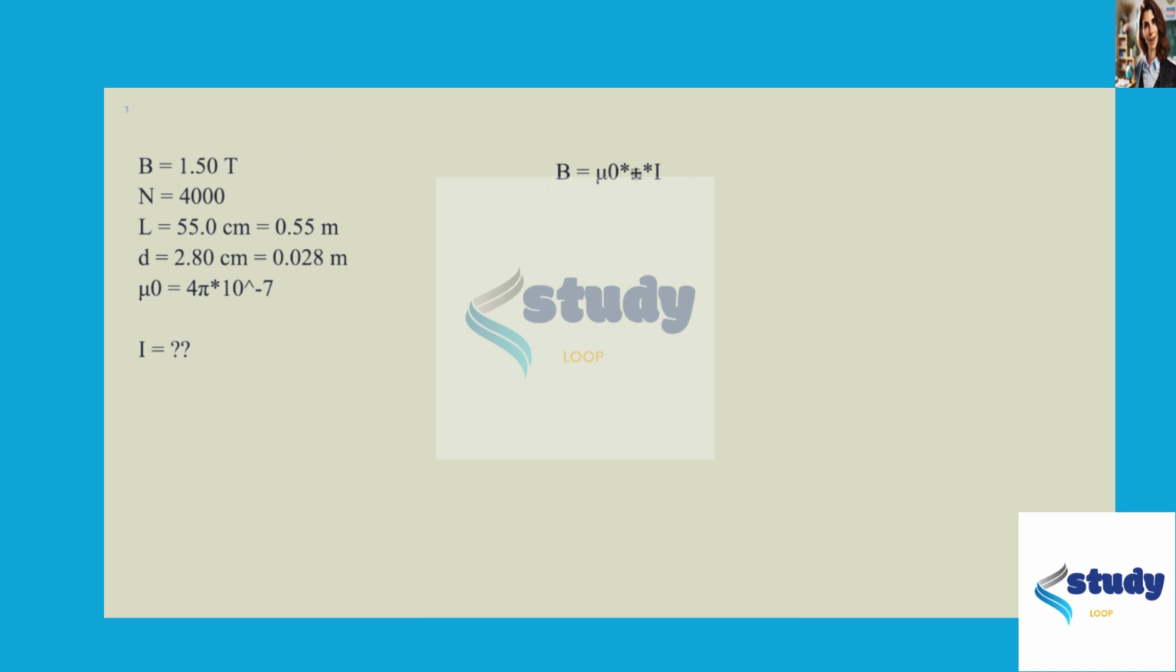So to do this, we want the formula for the magnetic field of a solenoid at the center of the solenoid. And that's mu naught times little n times I. And remember, our little n is going to be the number of turns per unit length. So to calculate that, we do the total number of turns N divided by the length L. So luckily we have both capital N and L, so we're going to be able to determine little n.